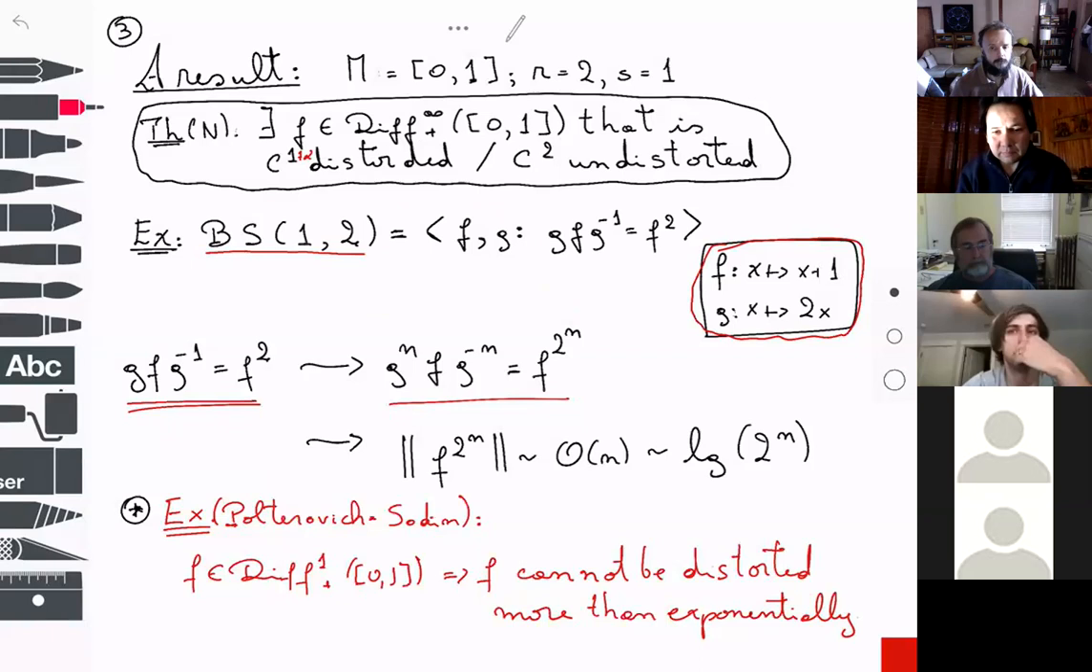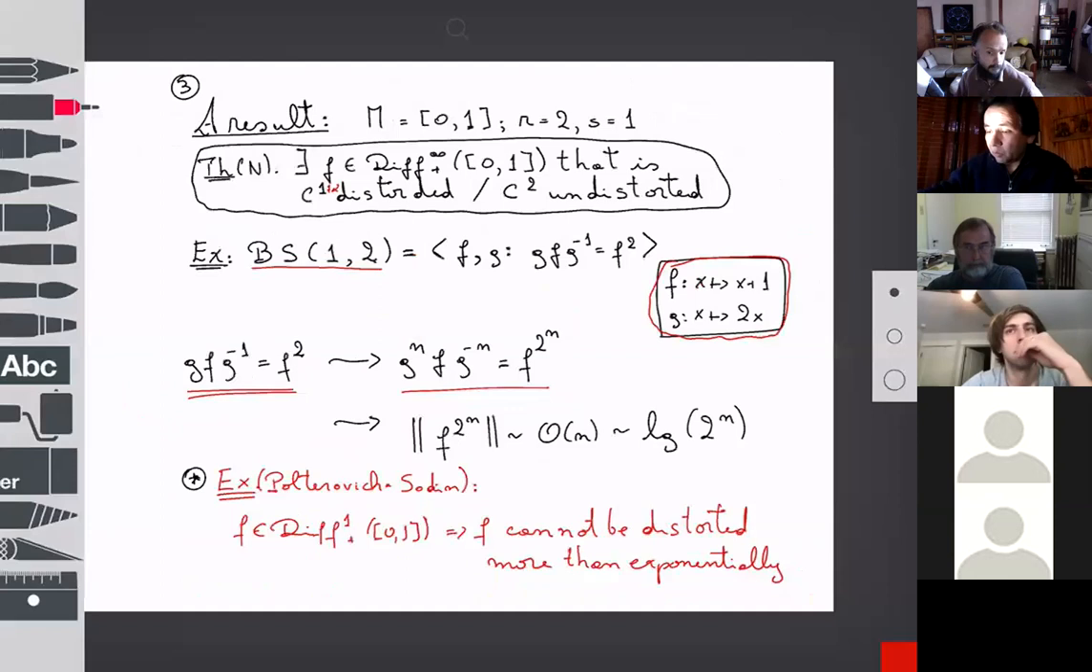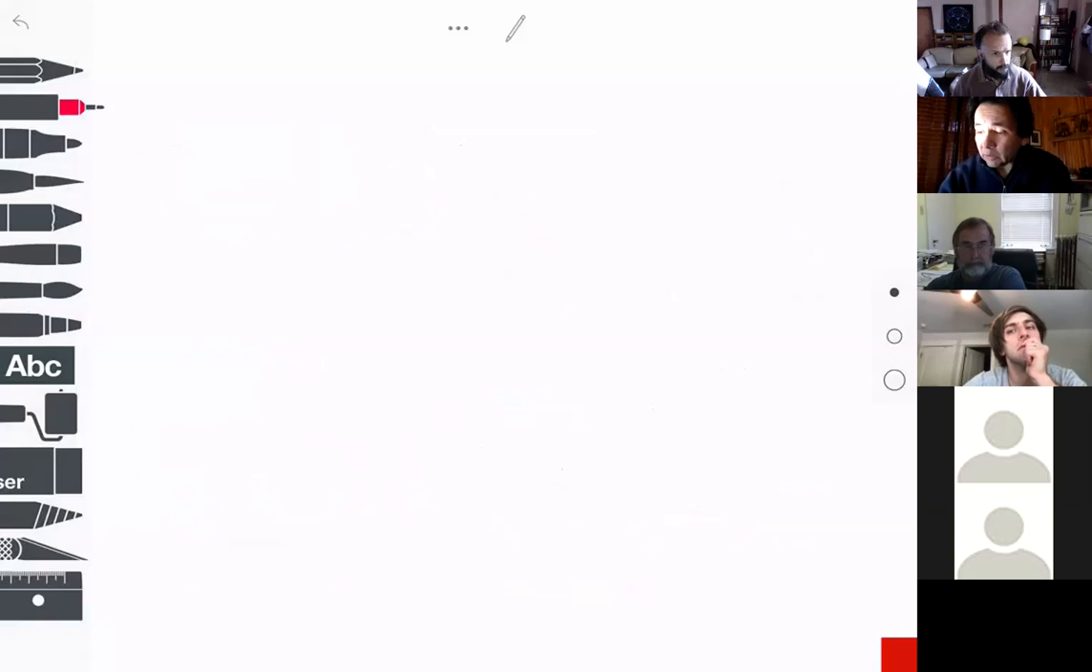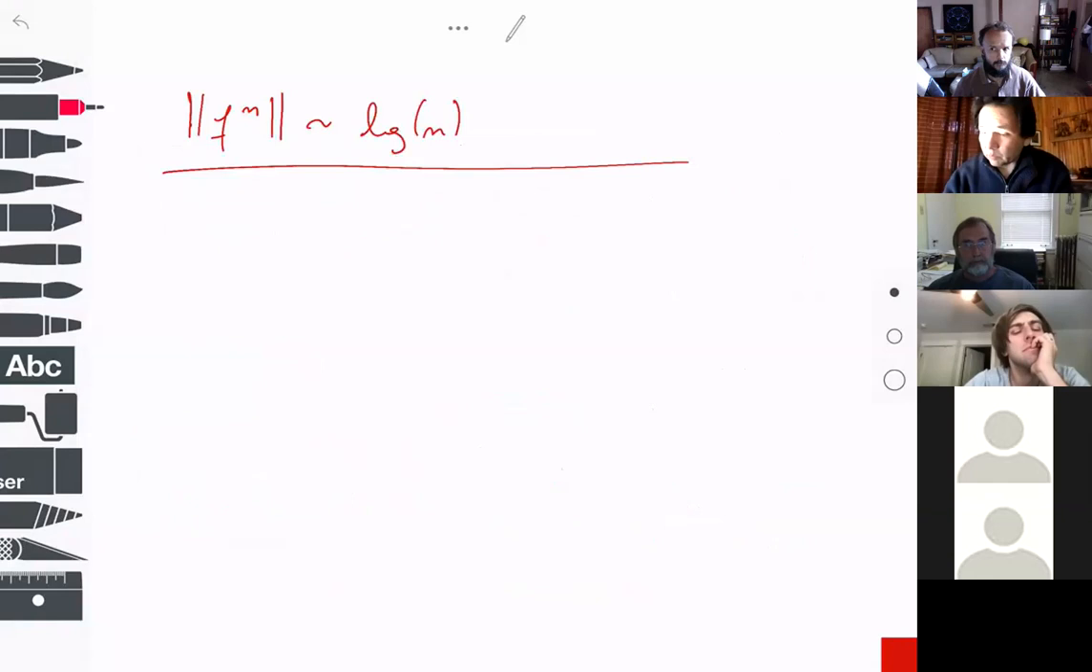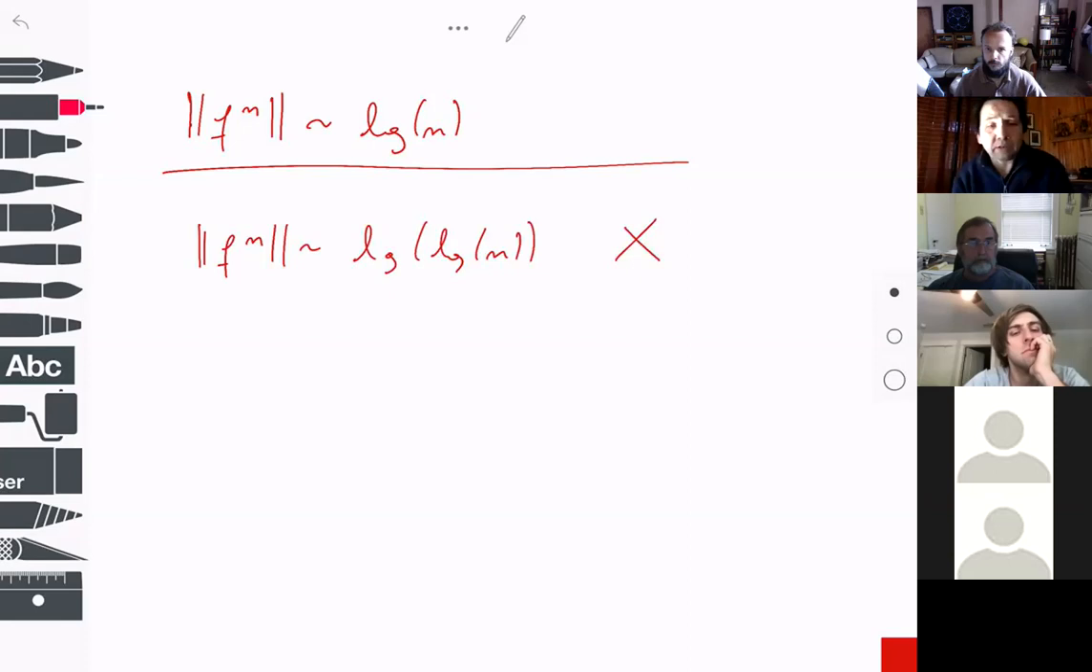Being more than exponentially distorted means that, for instance, for the case of the Baumslag-Solitar group, we had this estimate that the norm of f to the power n is of the order of log of n. But what I claim is that for a diffeomorphism of the interval, you cannot have this, for instance, log of n. This is impossible for any finite system of generators. But this is true in any finitely generated group. But for the case of the interval.